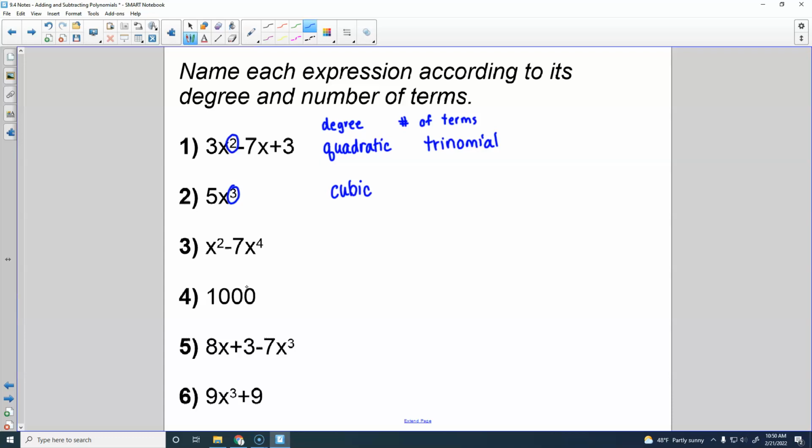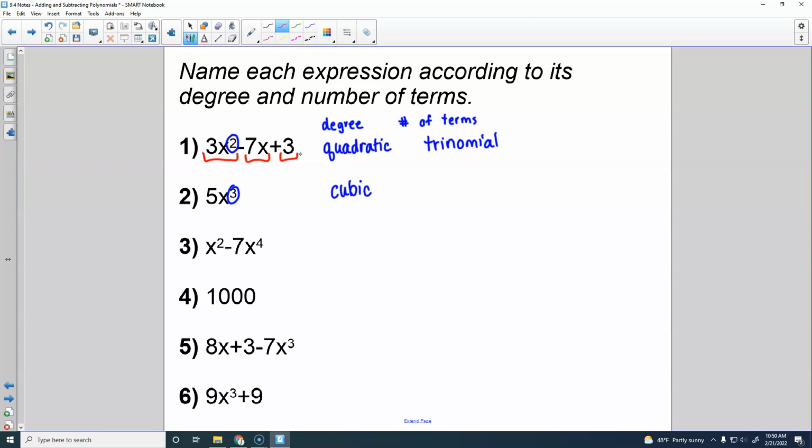No. Terms is just separating it out by plus or minus sign. So on that last one, the 3x squared, that's 1 term. The 7x is the second term. The 3 is the last term. So I've got 3 terms on that. So it's going to be the number of terms that you have separated out by plus or minus signs.